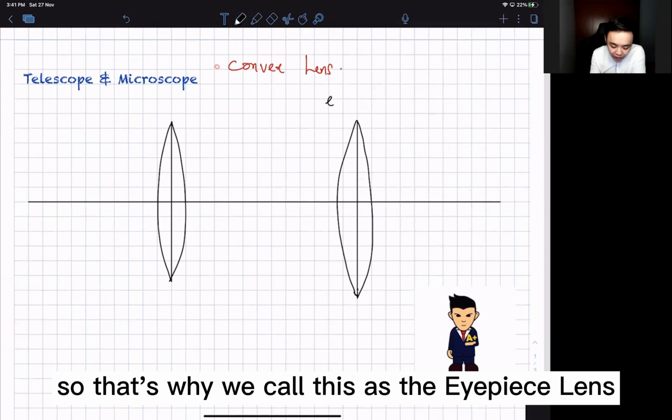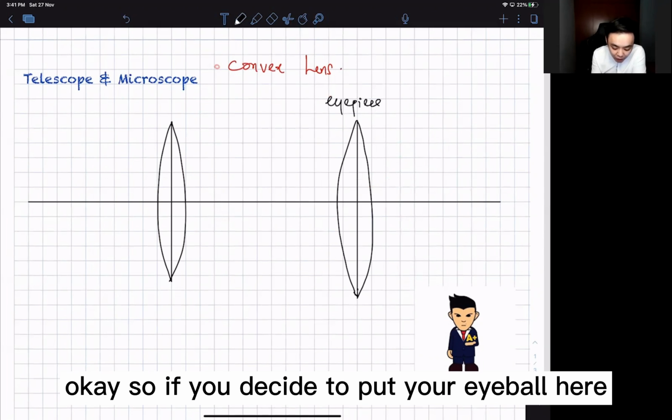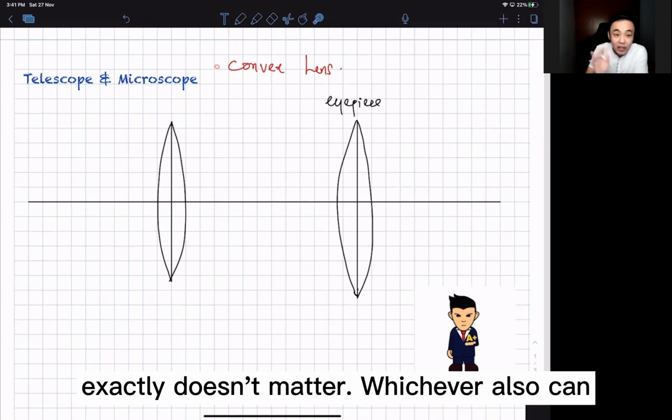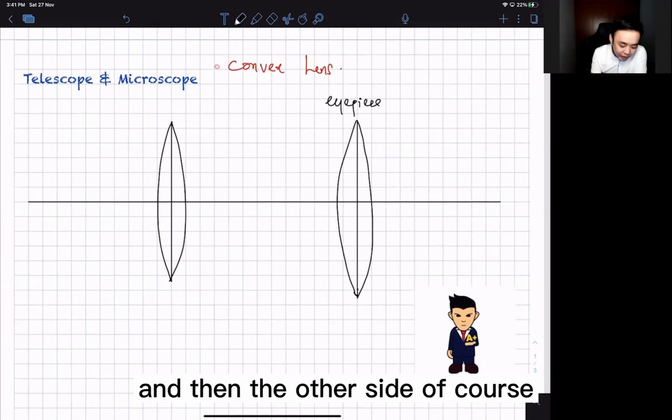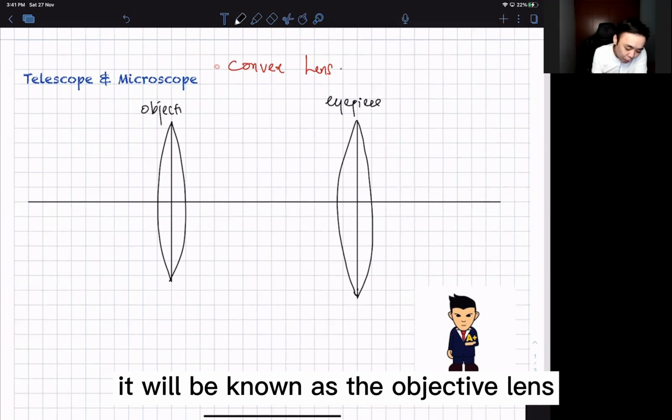So that's why we call this the eyepiece lens. If you decided to put your eyeball here, then this will be the eyepiece. Exactly, it doesn't matter which one. And then the other side, of course, will be known as the objective lens.